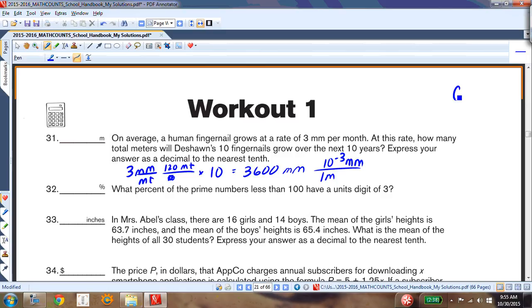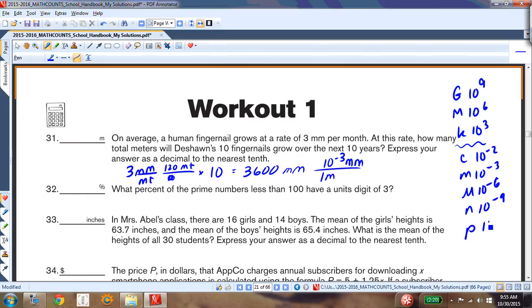So going from giga, which is 10 to the ninth, mega, 10 to the 6th, kilo, 10 to the 3rd, then crossing over, centi, 10 to the minus 2, milli, 10 to the minus 3. What's next? Micro, 10 to the minus 6. Nano, 10 to the minus 9. And sometimes we use pico, 10 to the minus 12. There is a decimeter in here as well, but I'm not going to list it. Okay, so let's see, that's 3.6 meters.